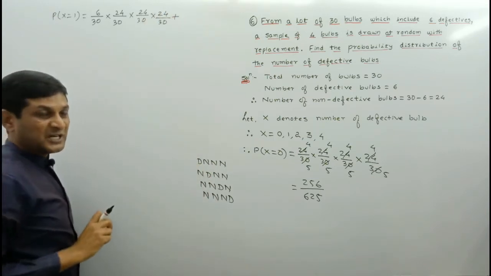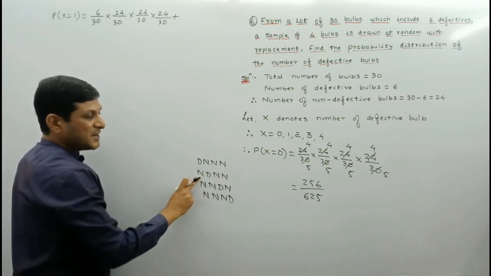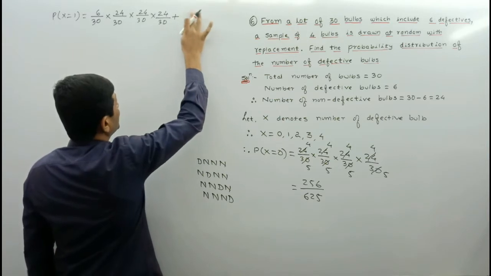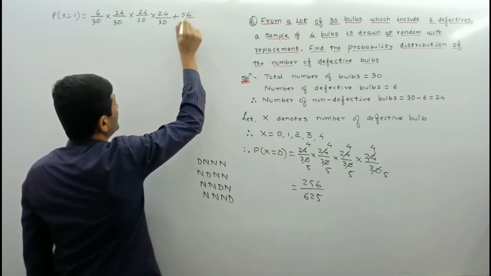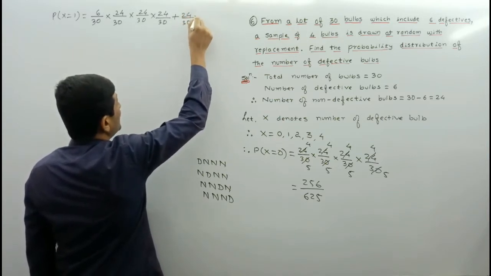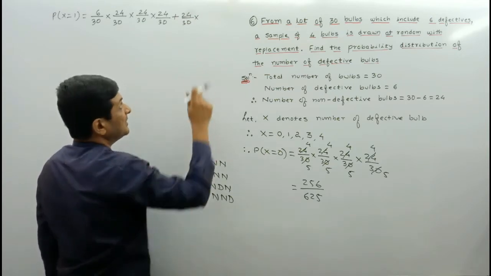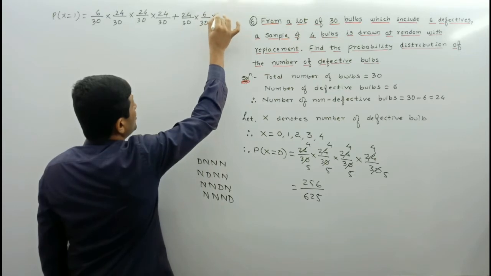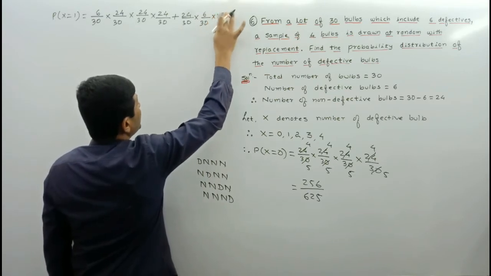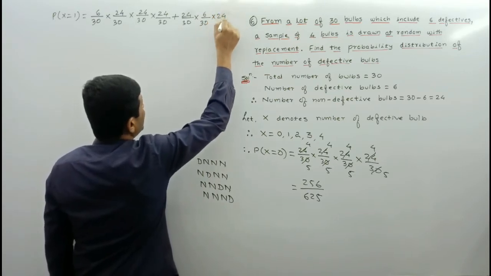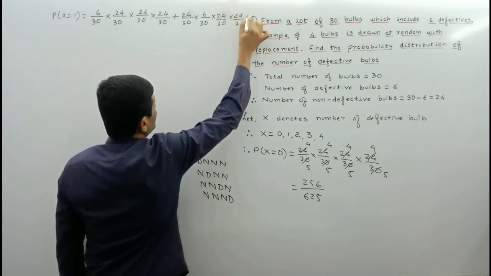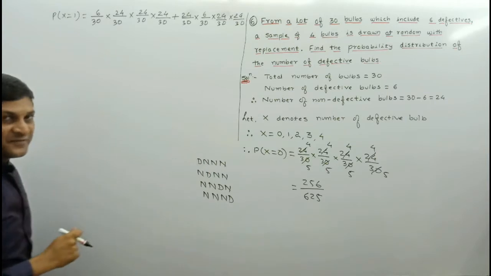Addition, and means what? Multiplication. If first bulb drawn is non-defective means its probability is 24/30 because 24 non-defective bulbs are there. And means what? Multiplication. Defective bulb, what is the probability of defective? 6/30. Again non-defective means 24/30. Again non-defective means 24/30. Hope you are getting it how we are getting these different cases.